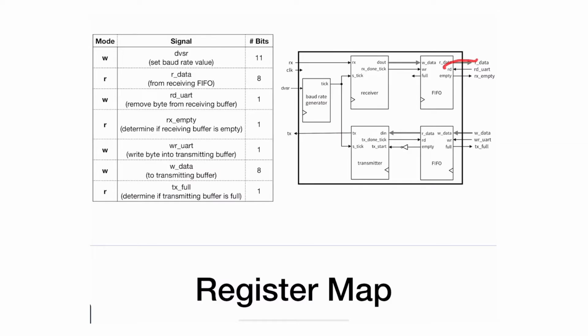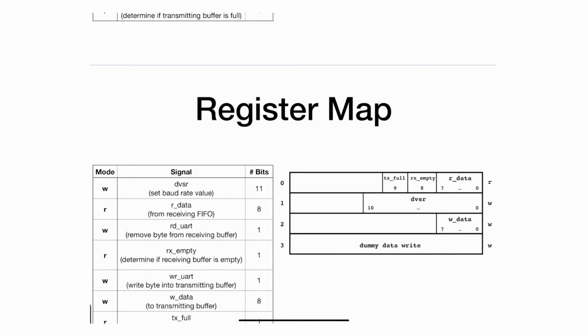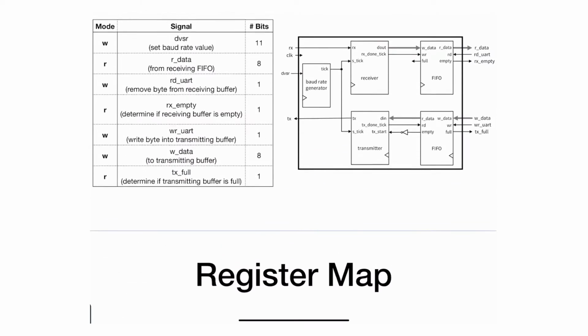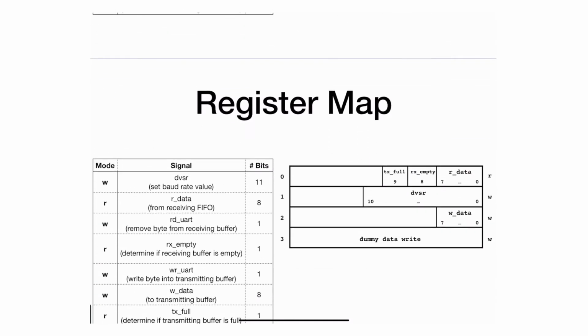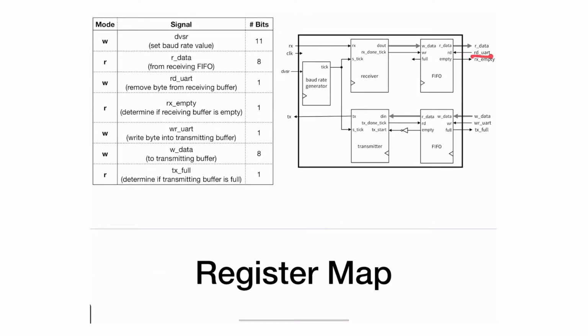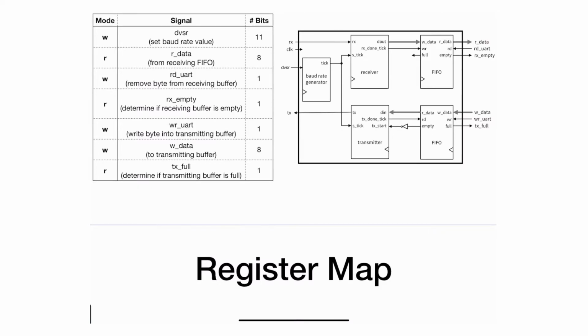But what we're going to do is a little bit different. We will do it in a way that the processor is not going to issue this read UART in here. It's just going to issue some write data, and it's going to write whatever garbage it is in this particular register. And once it does, we're going to just assert that read UART signal for one clock cycle. And that's how we're basically going to move to the next word in the FIFO.